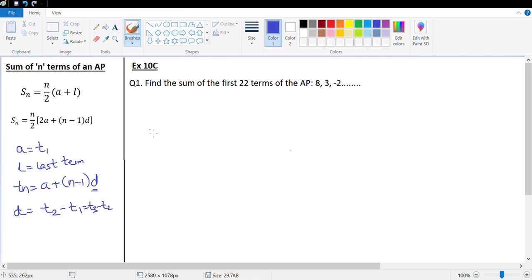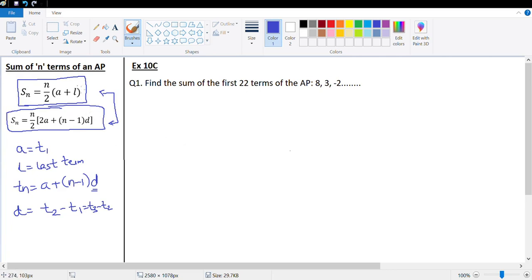Good. New concept for this exercise: if I need to figure out the sum of n terms of an AP, there are two formulae. In case you know the first term and the last term, then the sum of n terms is equal to n by 2 multiplied with a plus l. Or if the last term is not known, then the sum of n terms is equal to n by 2 times 2a plus n minus 1 times d. Basically, both the formulas are exactly the same.